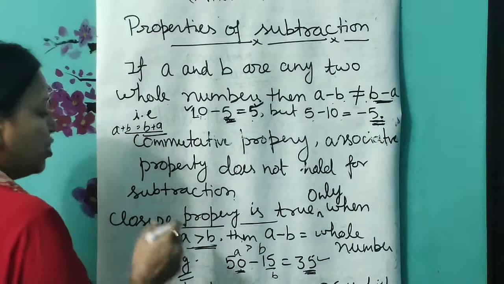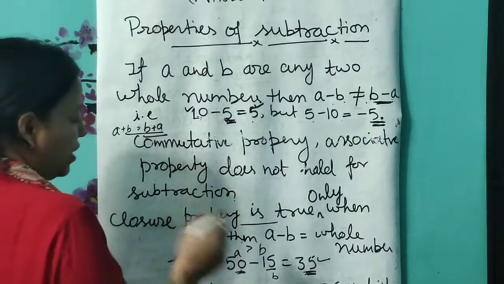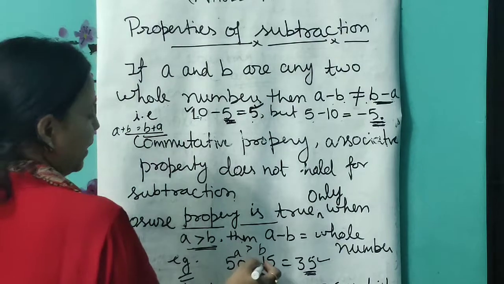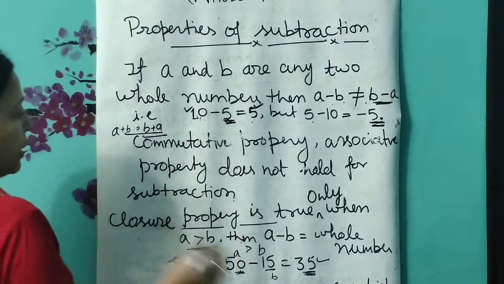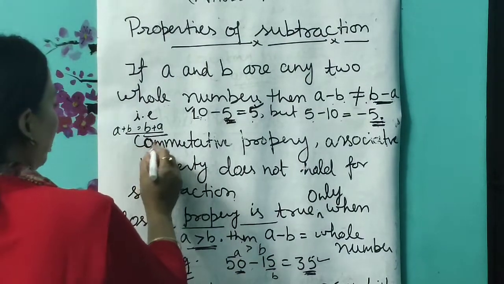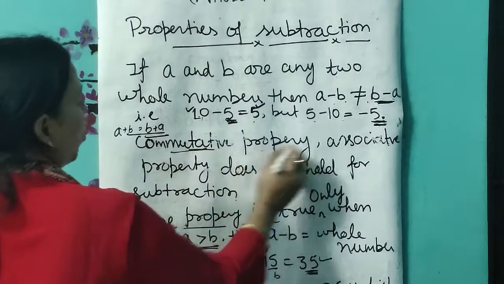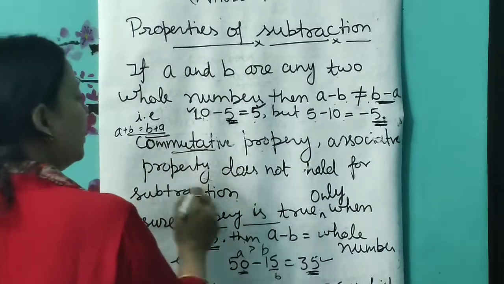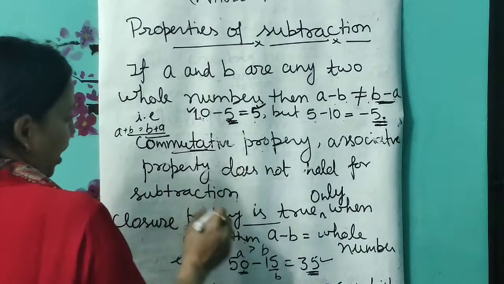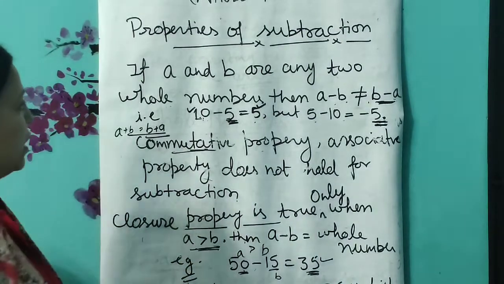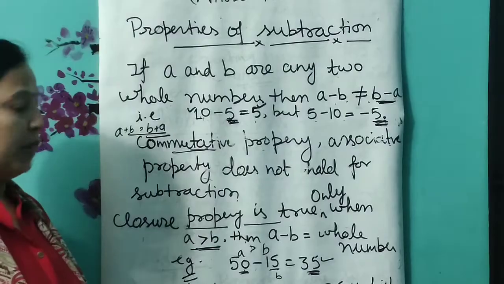So closure property is true, but it is conditional. The condition is that the first number should be greater than the second number. And all other properties which we have learned in case of addition, that is the commutative property and associative property, do not hold for subtraction. Now next is the properties of multiplication.